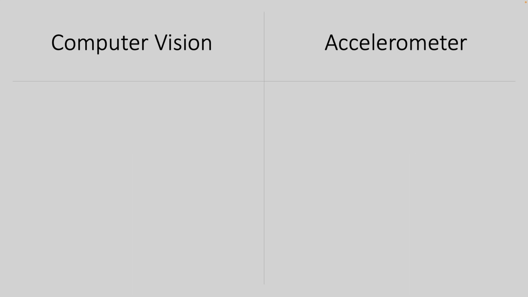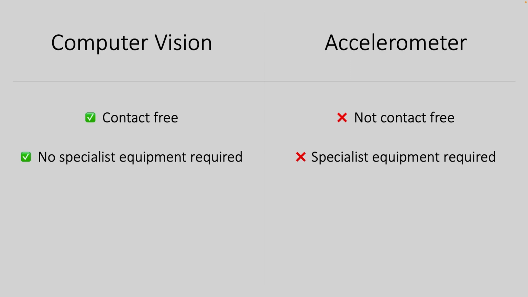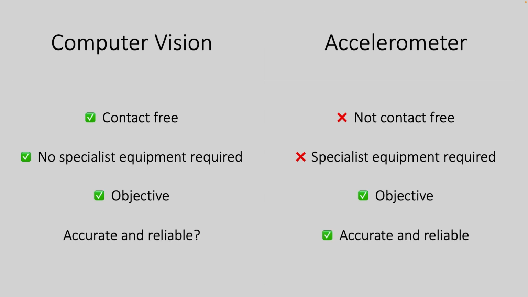Additionally, I can compare tremor measurement using computer vision to measurement with an accelerometer. Computer vision, again, is contact-free and does not require specialist equipment, whereas an accelerometer is itself a piece of specialist equipment and is not contact-free. Both methods are objective, obtaining an exact value for amplitude. Accelerometers have been proven to be accurate and reliable, whereas more research into computer vision amplitude measurement will be needed to fully understand how well it performs.